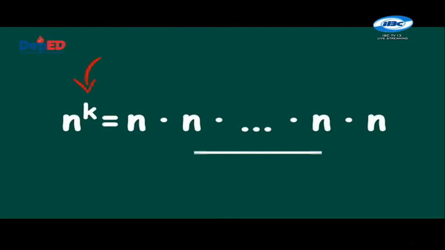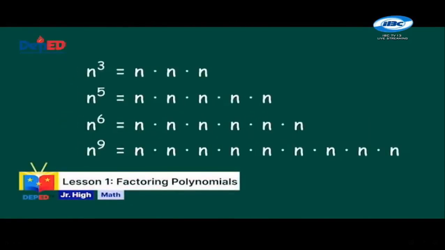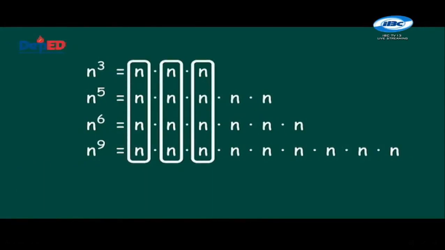It means that n raised to an exponent k means n is multiplied to itself k times based on the given exponent. So n cubed is n times n times n. Same goes to the expression n raised to 5. It is equivalent to the product of n written 5 times. Also with the other expressions. What did you observe? How many n is common in the factors? The greatest common factor is n cubed, or n raised to 3, from n times n times n.